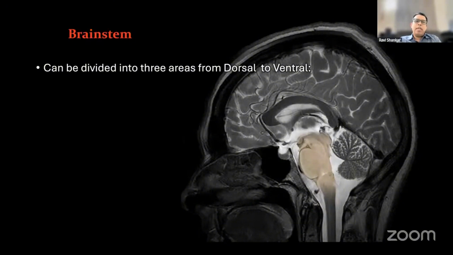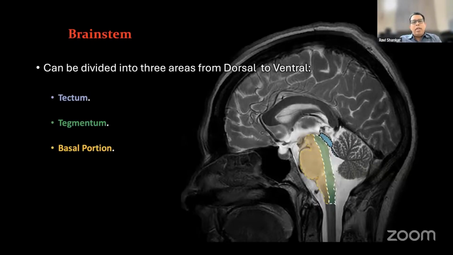The brainstem can be divided into three areas from dorsal to ventral. This classification is based on the embryological origin of the brainstem, the white matter and gray matter organization in these areas, and the functional division: the tectum, tegmentum, and basal portion of the brainstem.